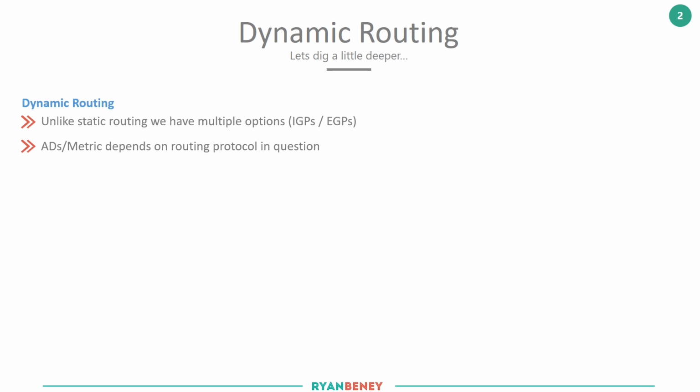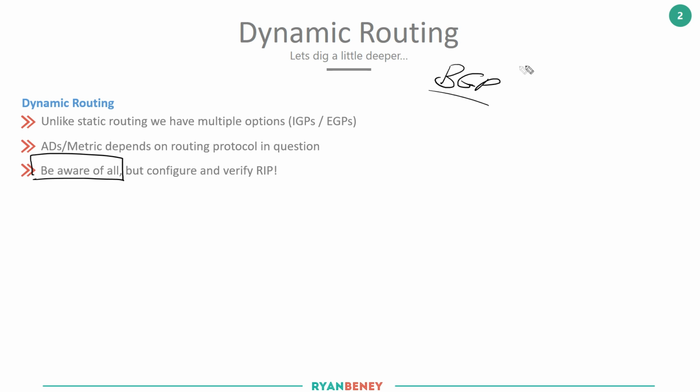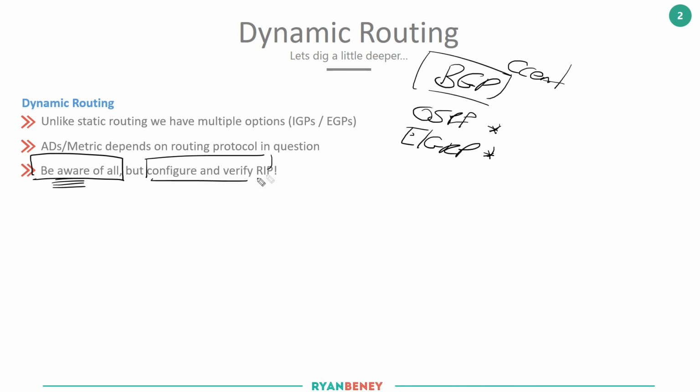So different ADs, different metrics depending on the routing protocol. I said it multiple times already, we need to be aware of all protocols. And when I say all, what I do mean by that is BGP, not so much for the CCENT, but it doesn't hurt to be aware of it. I would say things like EIGRP and OSPF are your main two that you need to be aware of, and you need to be able to configure RIP, the Routing Information Protocol.